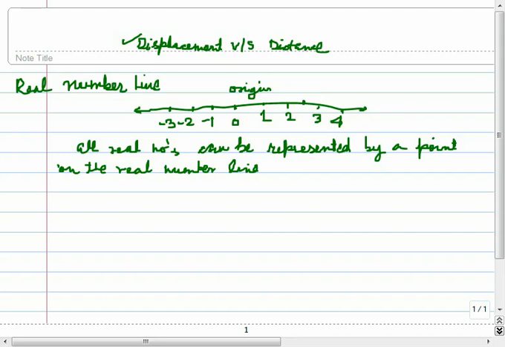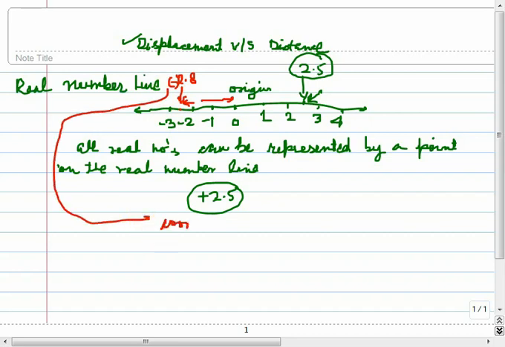Suppose this is a point on a real number line and its value comes out to be 2.5. If we want to represent plus 2.5 in this real number line, we just mark a point here, and this is called the location of 2.5 on this real number line. Now suppose we do opposite. Suppose a point is given. We want to find out the location of this point. With this point there will be associated a length from origin. Suppose its length comes out to be minus 2.8. This minus 2.8 is called coordinate of that point.